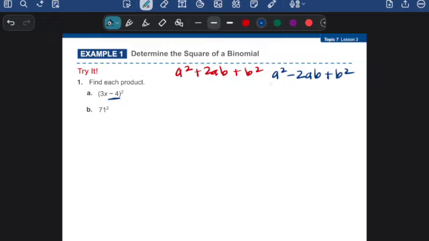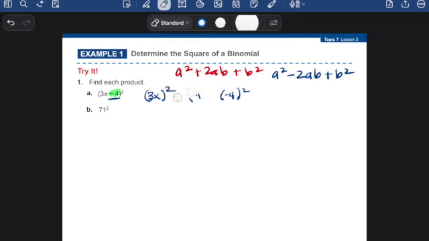So let's do that. Take the first term, 3x, put it in parentheses, and square it. I like to move to the third term in my pattern. So I'm going to take negative 4, and I'm going to square it. That's my b squared. And now I do the product. What's 3x times negative 4? 3x times negative 4 is negative 12.